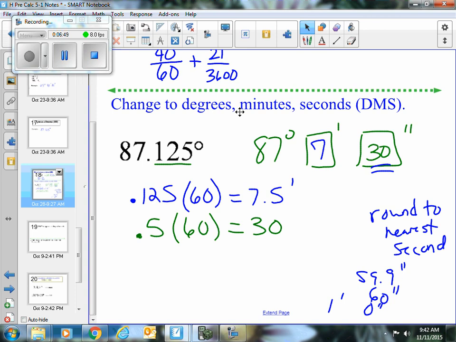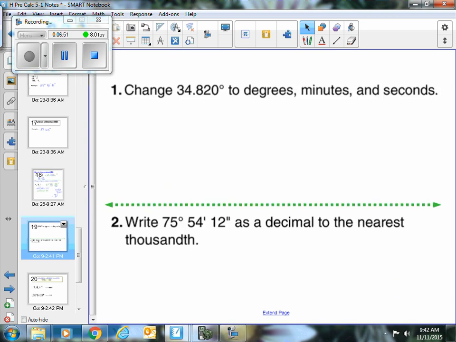So going back and forth, let's try one more of each of those just to make sure you're good. So 34.820. See if you can try changing it over by what we just did. Pause the video, try it, and then check your answer and see how you did.